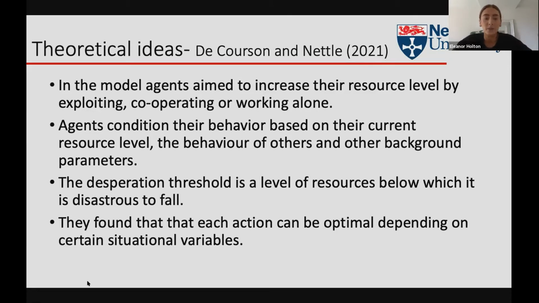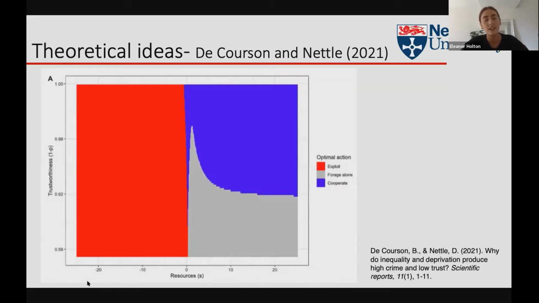Now, using their population simulations with agents subject to the desperation threshold, Daniel Nettle and Benoit de Courson were able to produce some novel outcomes, particularly that each of the three actions, exploitation, cooperation, and working alone, can all be optimal for fitness. It just depends on certain situational variables. So here is an output from the paper.